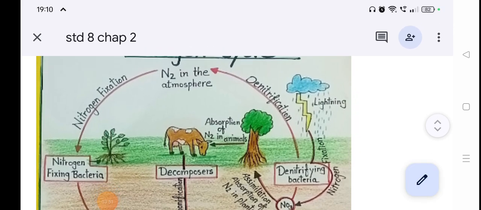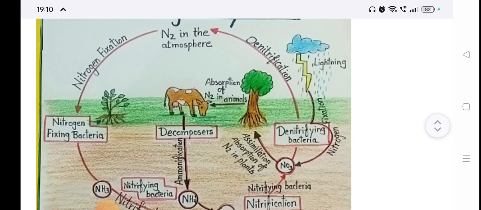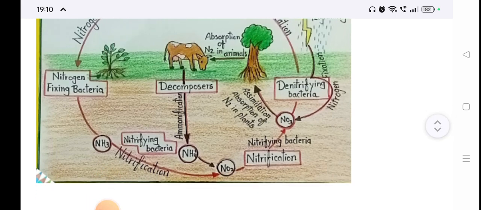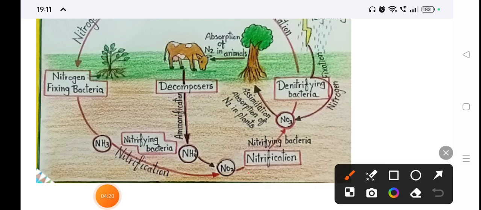Now see here, nitrogen in the atmosphere is there. Plants absorb that nitrogen, absorption of nitrogen. Then that plant is eaten by animals, so absorption of N2 in animals. Then animals decompose, then we get ammonification in the form of NH4 plus. This NH4 plus then converts into NO2. Then it gets converted by nitrifying bacteria. Then again it's NO3. Then again it's absorbed by the plants, assimilation, absorption of N2 in plants.